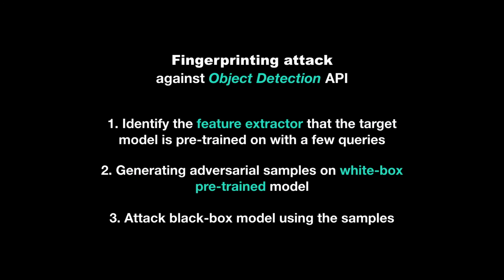In order to carry out a successful attack, we break it down into 3 steps. First, we need to identify which feature extractor the model deployed behind the cloud service is using, with just a few queries. Secondly, we generate adversarial examples on white-box pre-trained models. And lastly, we attack the black-box model using the adversarial examples we obtained from the previous steps.